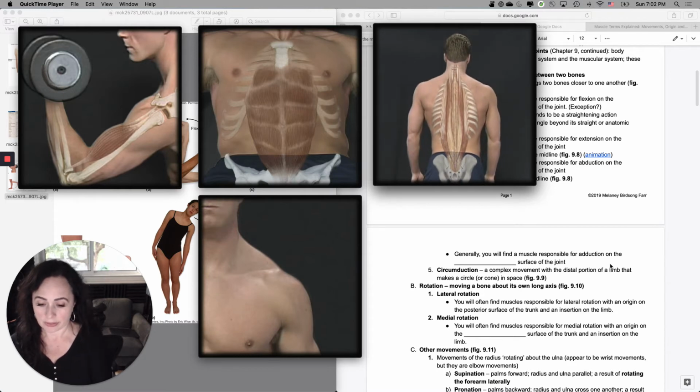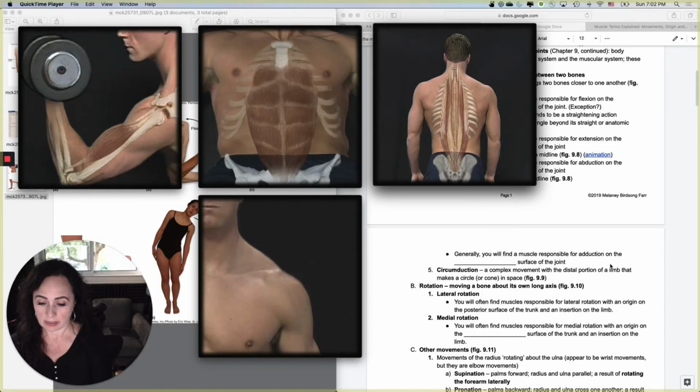So let's look at that one. Where are your origins? The origins, the ones that are staying relatively stationary, start all the way down here. There's actually more than one. And then the insertions are closer up here, right? Because it's pulling the insertions closer to the origins.